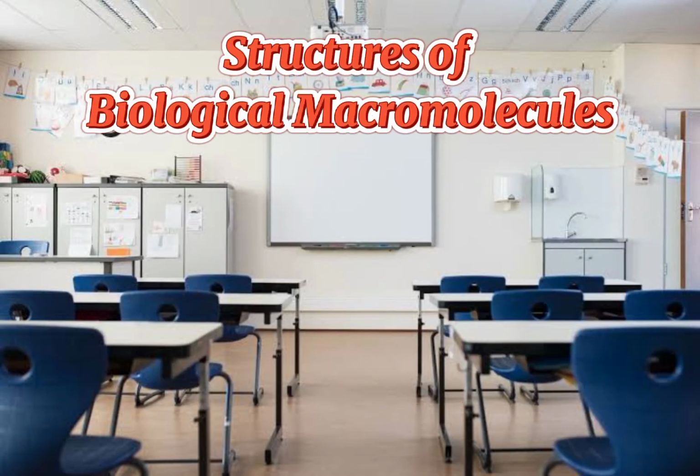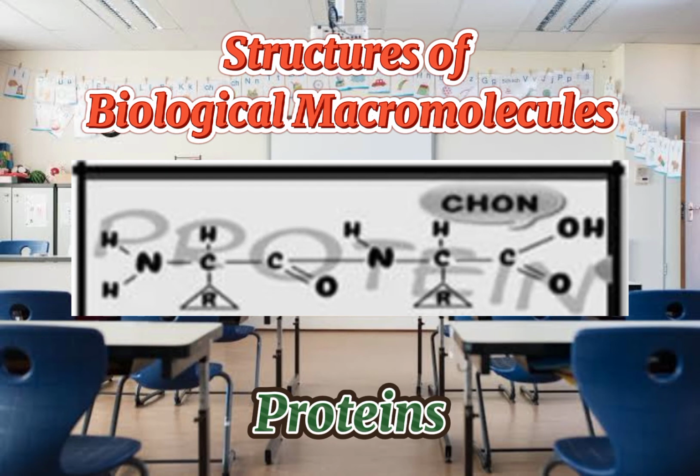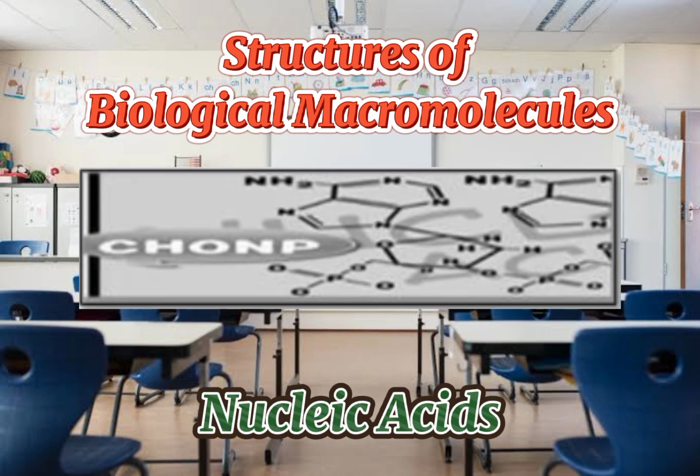So let us now proceed to the structures of each biological macromolecule, starting with the carbohydrates, which is composed of carbon, hydrogen, and oxygen. And the next one is the proteins, which is composed of carbon, hydrogen, oxygen, and nitrogen. Followed by the lipids or fats, which is again composed of carbon, hydrogen, and oxygen. And lastly, we have the nucleic acids, which is composed of carbon, hydrogen, oxygen, nitrogen, and phosphorus.